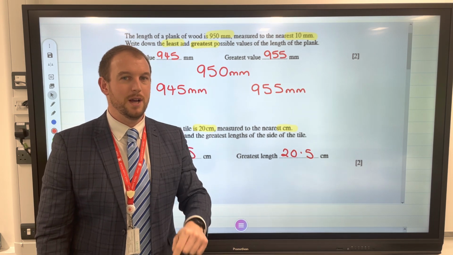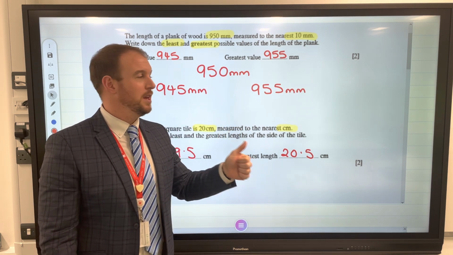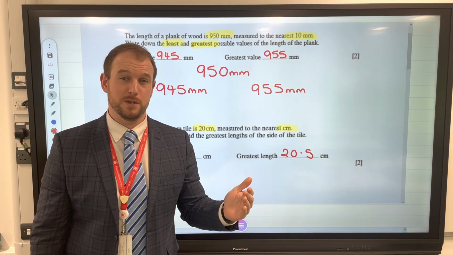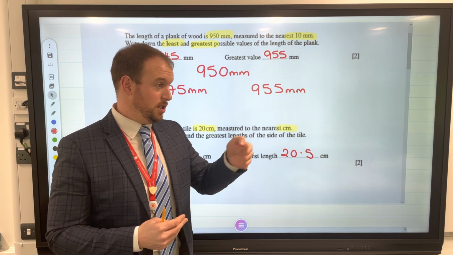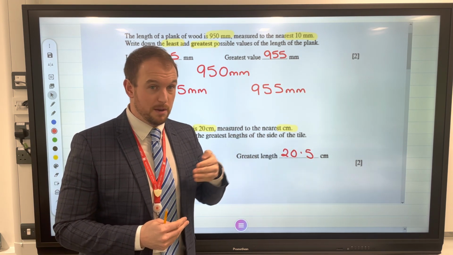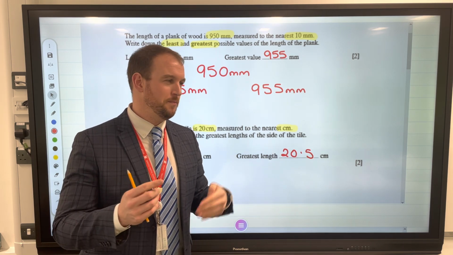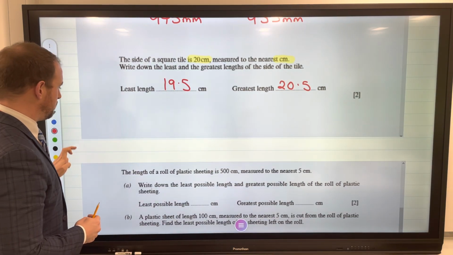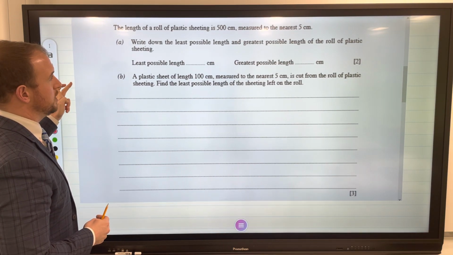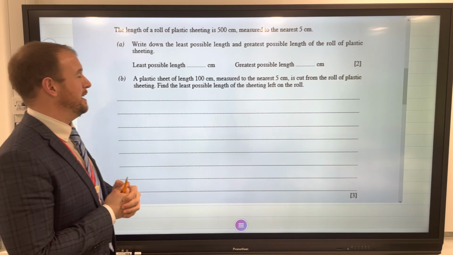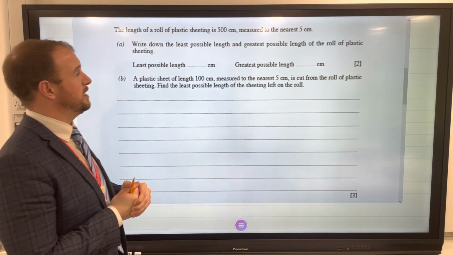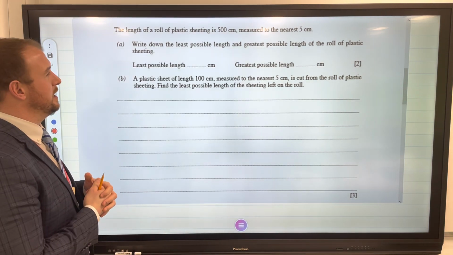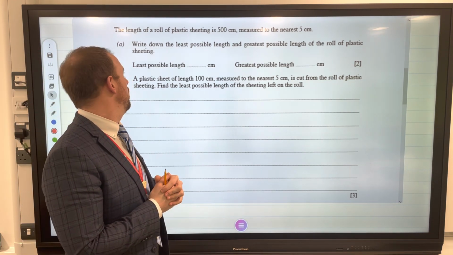However, GCSE questions aren't normally as nice as this. They're normally worded questions which make you think outside the box. A lot of maths questions, you can learn a sequence of events, so easy methods to get the marks. However, with upper and lower bounds, you've got to think a little bit more and think logically. So, this is a great example now. The length of a roll of plastic sheeting is 500 centimetres measured to the nearest 5 centimetres. Write down the least length and the greatest possible length of the roll of plastic sheeting.